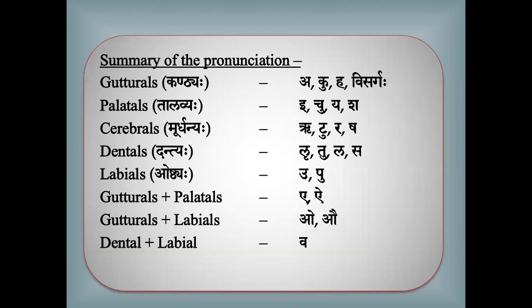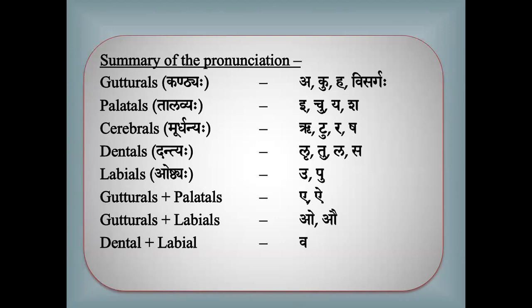U, pu, oshtyaha. And a and I, they are guttural plus palatal. We have seen already this. And O, au, they are guttural plus labial. And the last one, va, is the combination of dental plus labial. So these are the places of pronunciation.